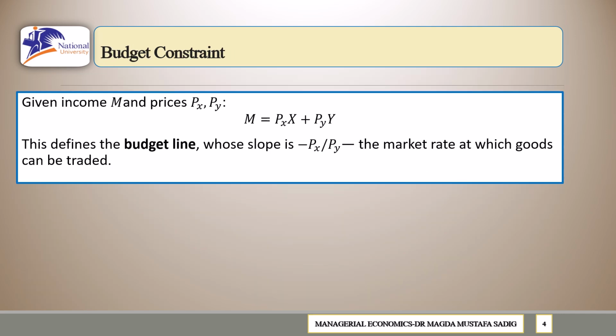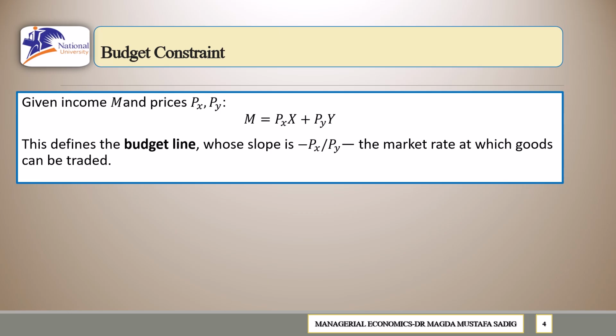Let us come to budget constraint. Consumers may want everything, but they cannot afford everything because they are constrained with their income. This is where the budget constraint enters. The budget line shows, this is a budget line.